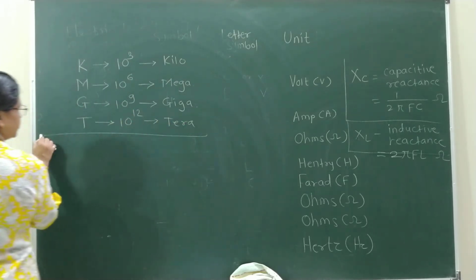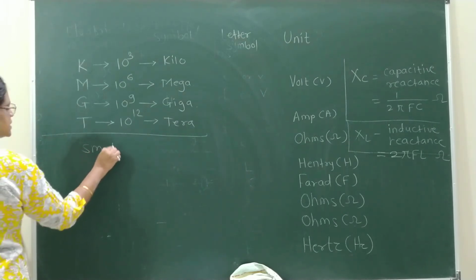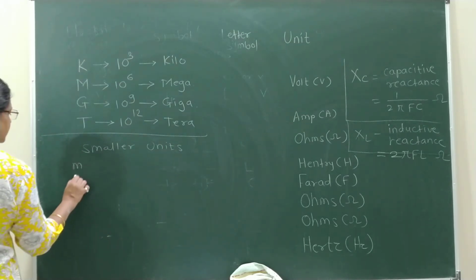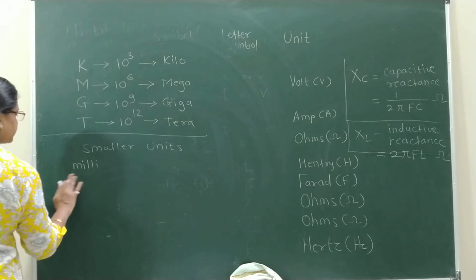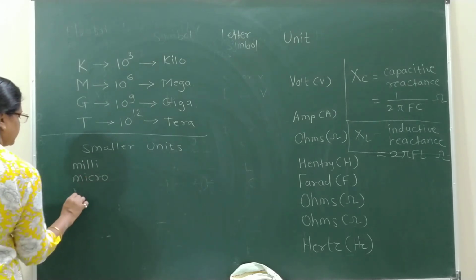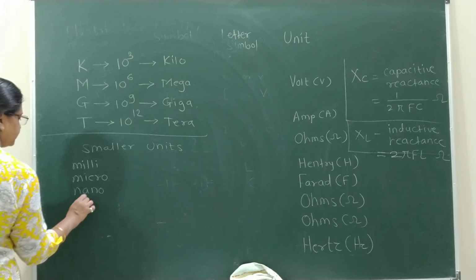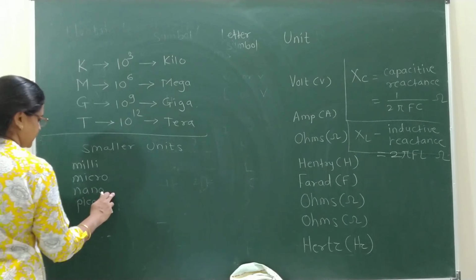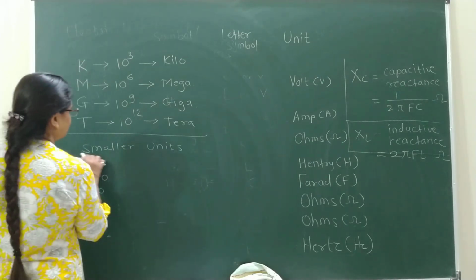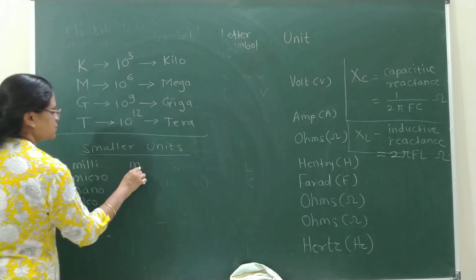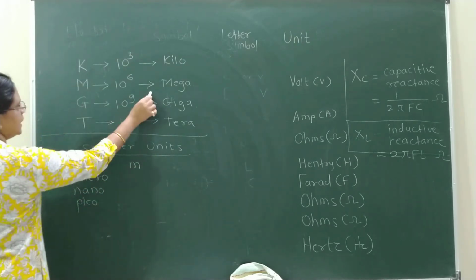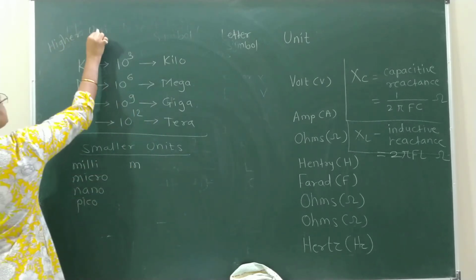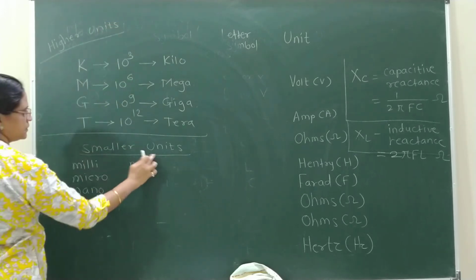So these are higher units, and the fractional or smaller units are milli, micro, then nano and pico. Millihenry, microfarad, nanosecond, picofarad. Like this, we have to use smaller units. So milli is shown by small letter m, whereas mega is represented by capital letter M. So these are the higher units, and here are the smaller units.